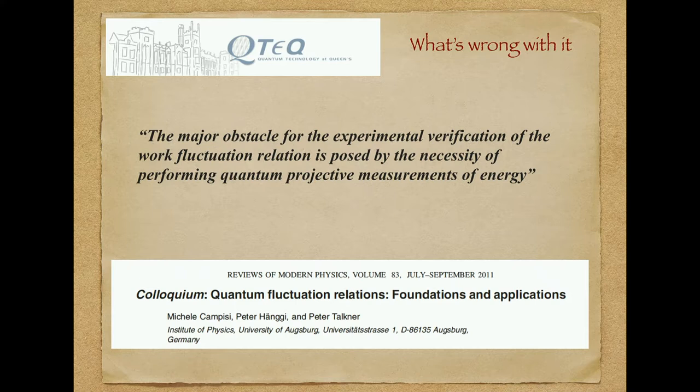In this review paper, they claim that the major obstacle for the experimental verification of the work fluctuation relations is posed by the necessity of performing projective measurements of energy. Also, in the two measurement process, you have to measure on eigenstates of two different, non-commuting Hamiltonians at the beginning and the end of your process. If you think of a working medium that is a complex system, for instance a many-body system, and you want to export a gas into the quantum domain, you might have to project onto many-body, in general entangled, states of this complex working medium.